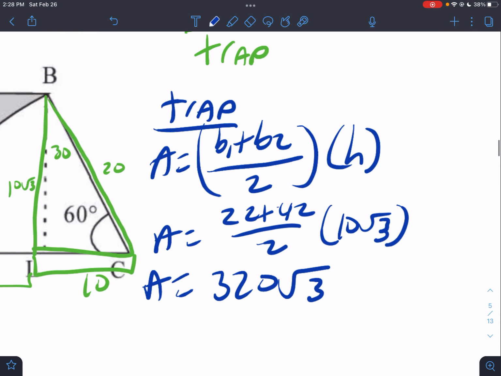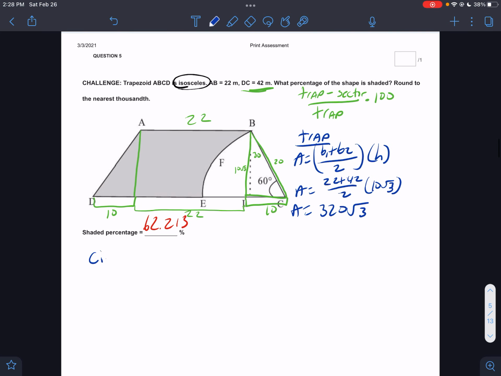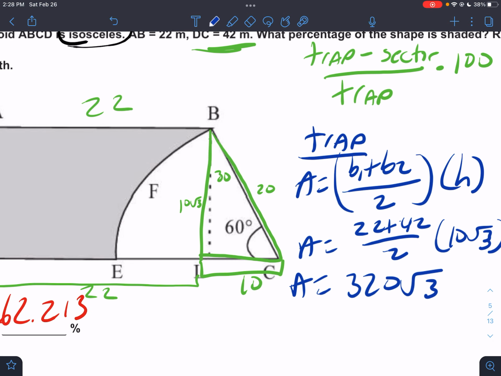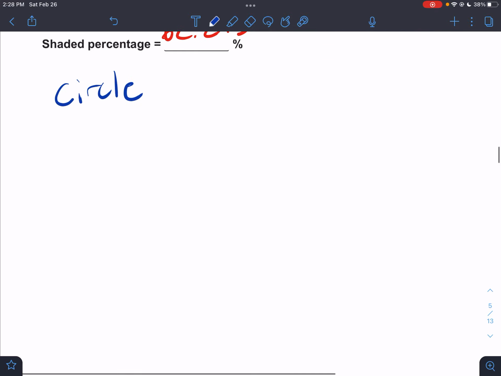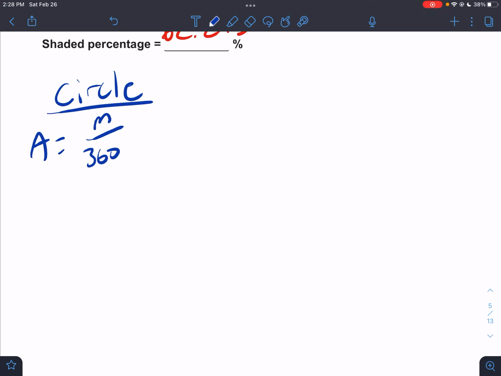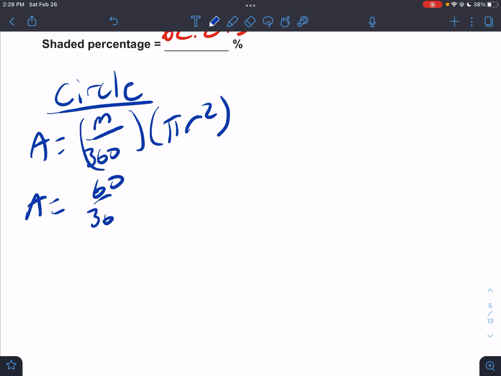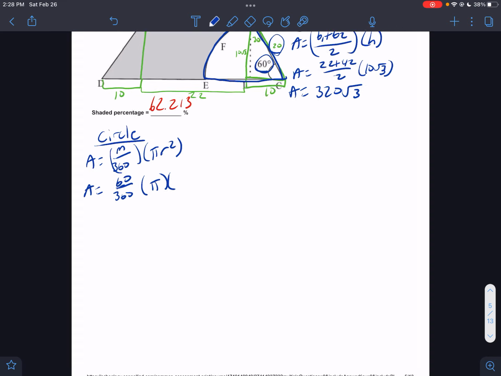Don't have a lot of room over here. I'm going to do the circle down here. The circle, if we look careful, or the sector, I guess, the radius is 20. How many degrees do we have? We have 60 degrees. So for the sector, remember it's the angle you have divided by 360. It's how many degrees you have out of the whole thing times the whole circle, which is pi r squared. So how many degrees do we have? We have 60 out of 360 degrees times pi, and then the radius we said is 20.